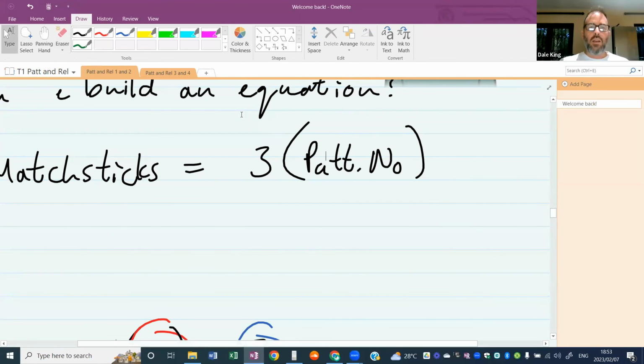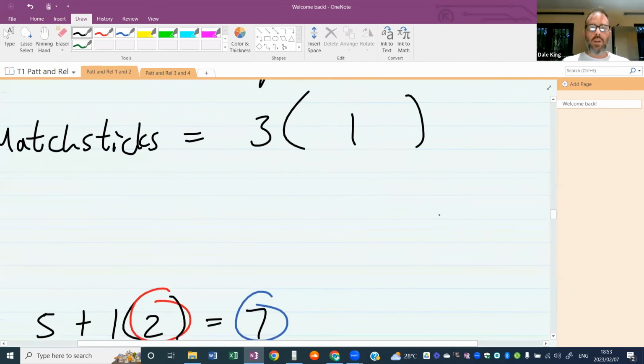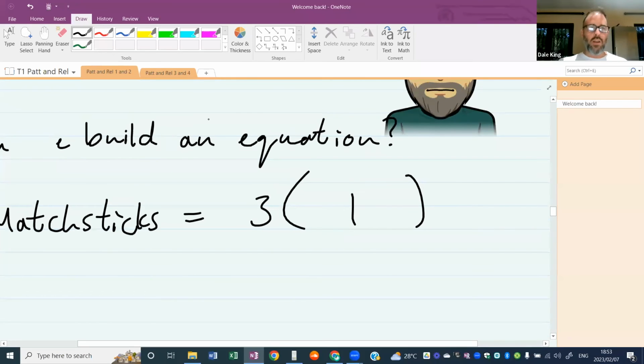Let's test this out. How many matchsticks will I get if the pattern number is 1? Let's look at our answer, what it should be. It should be 4. We are getting 3. So there's something wrong with our equation. How can we change our equation to get an answer of 4 instead of what we're getting right now, which is a 3? Can anybody tell me in chat, what can I add to my equation here? Because right now it's 3 times 1, which is 3, but I need 4. Anyone tell me, what do I need to do to my equation? Add 1. There we go.